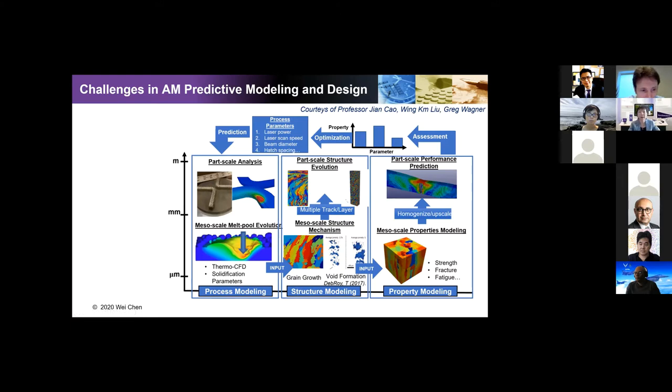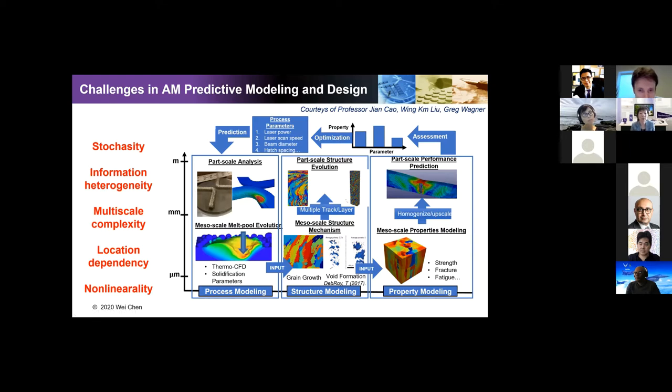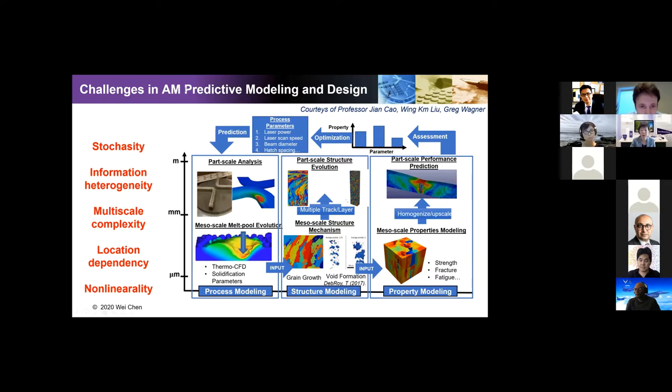Similar challenges are faced in another example I'm showing here, working with my colleagues in the additive manufacturing field. The simulation of additive manufacturing from process to structure to property and performance is becoming more mature. On the other hand, if you want to do a concurrent design of process together with material and also part shape and topology, that is a big challenge problem that I don't think anyone has conquered, or I haven't seen any published work on doing all this design together. The reason behind that is, again, the similar issues I brought up earlier, like stochasticity, information heterogeneity, multi-scale complexity, location dependency, as well as non-linearity.